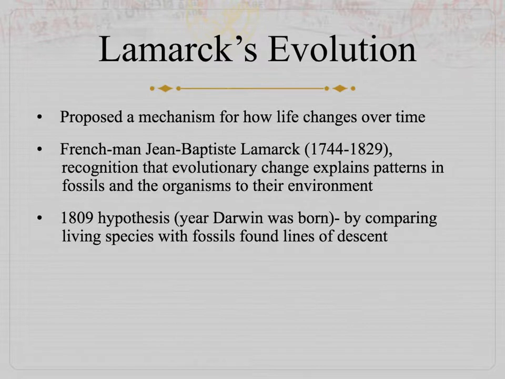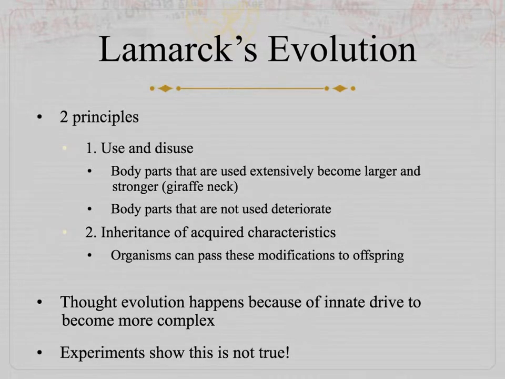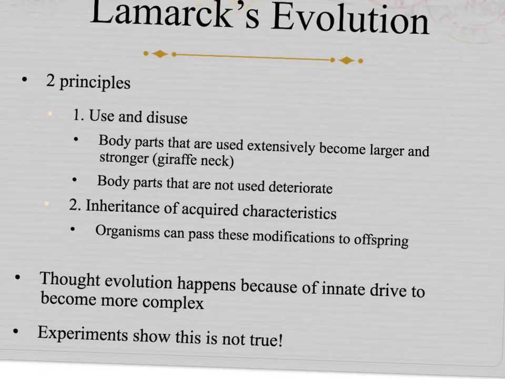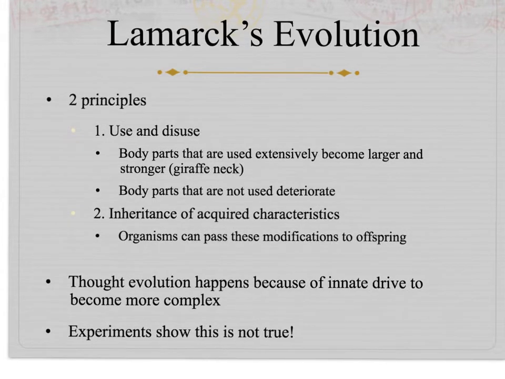He came up with his hypothesis in 1809, and that's the year that Darwin was born. He came up with his hypothesis by comparing species that he saw to fossils, and he found lines of descent, so that organisms seem to be related. He had two principles. Sorry about that.